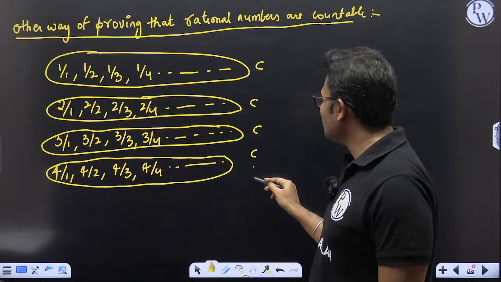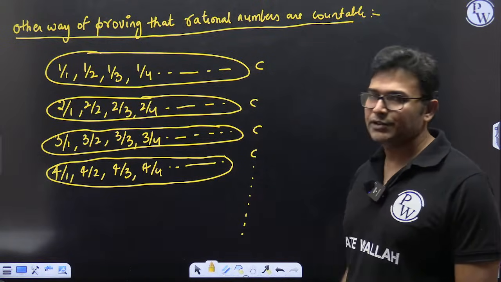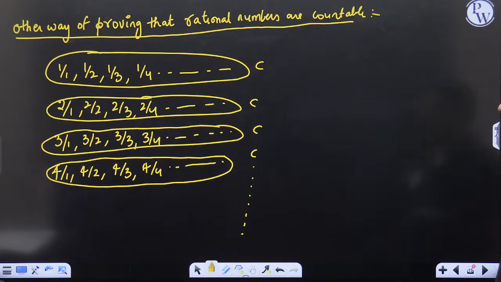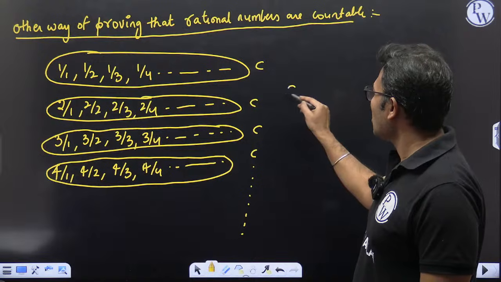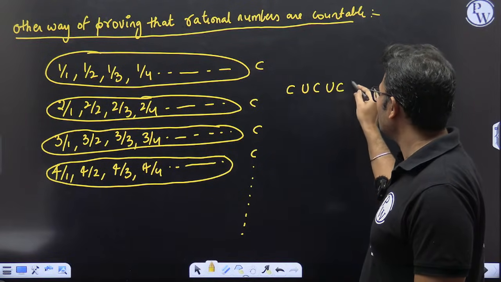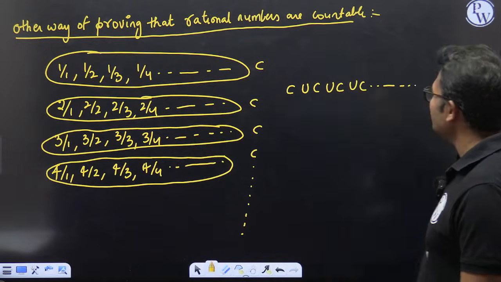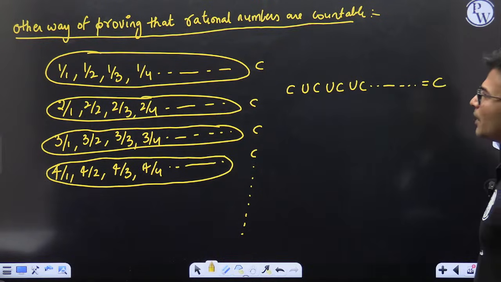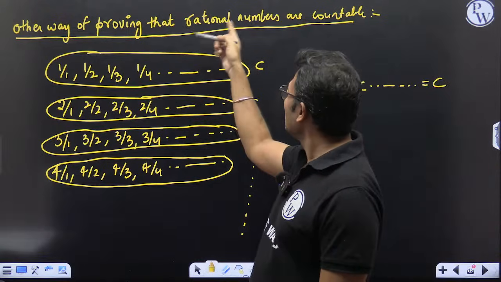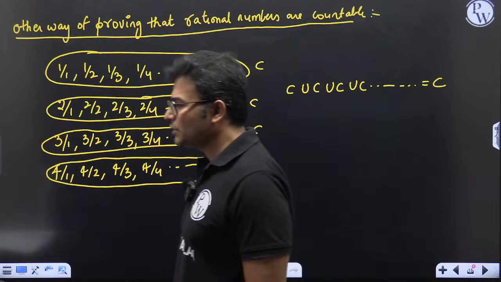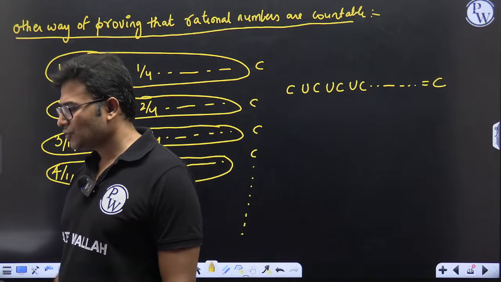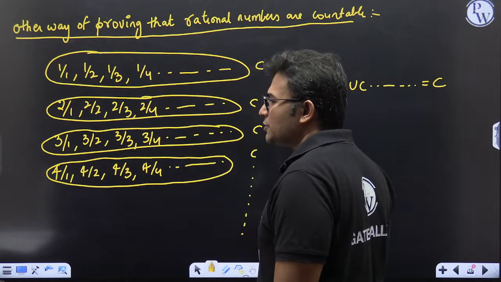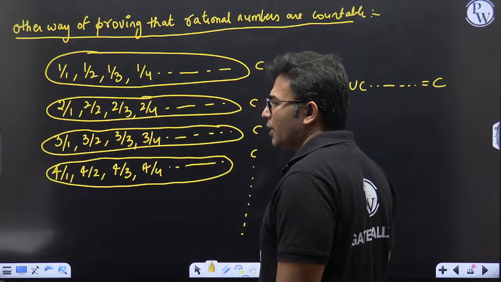So there are infinitely many countable sets, and their union is countable. We know that a countable union of countable sets is countable. Therefore, this is one more proof that rational numbers are countable.